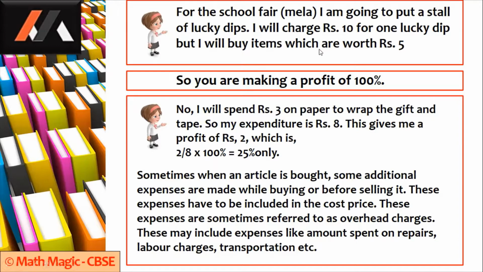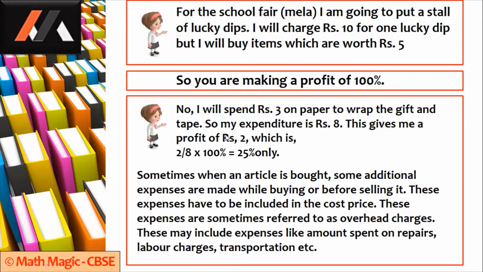She said she will buy items which are worth rupees 5, and again she has an expenditure of rupees 3. So her total expenditure is 5 plus 3, that is 8. This gives her a profit of rupees 2. She will sell each lucky dip for rupees 10, her expenditure is rupees 8, so the profit she gets is rupees 2. 2 is nothing but 25% of what? Of 100. 2 by 8 of 100 is 25%.